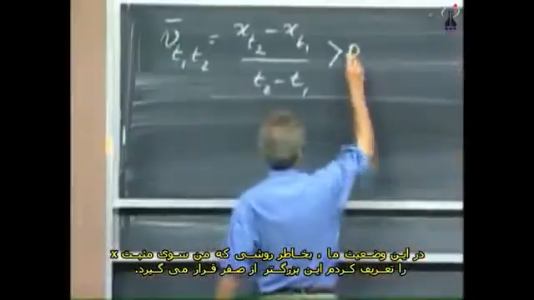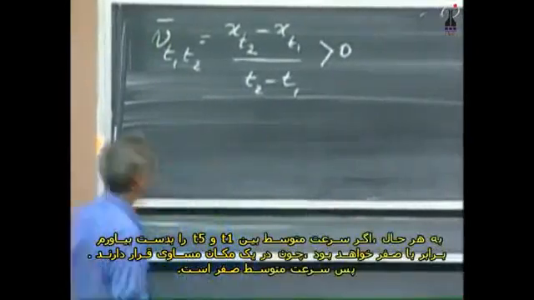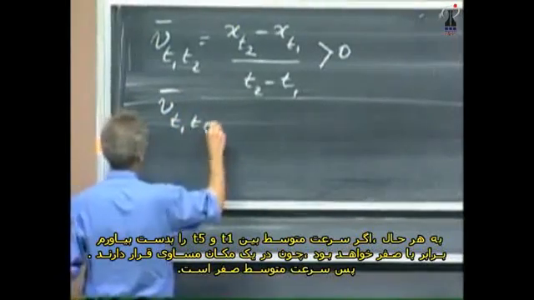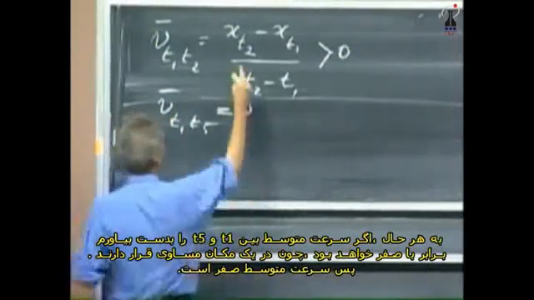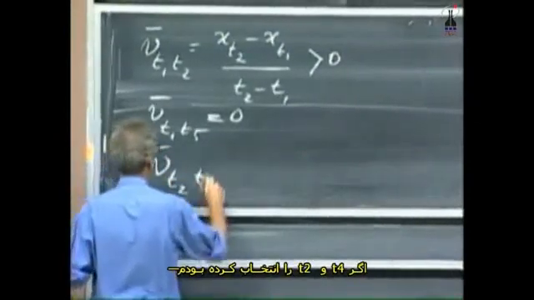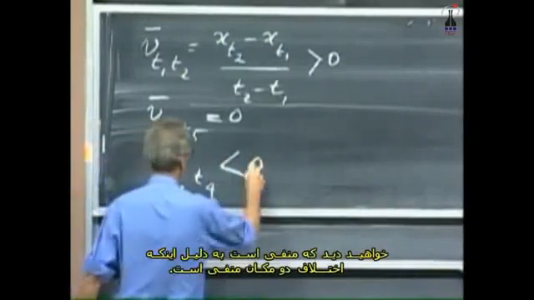In our case, because of the way that I defined the increasing value of x, this is larger than 0. However, if I take the average velocity between t1 and t5, that would be 0 because they are at the same position. So the upstairs is 0. If I had chosen t2 and t4, the average velocity between time t2 and t4, you would have seen that that is negative because the upstairs is negative.